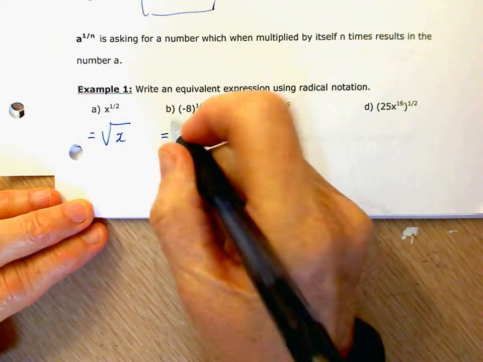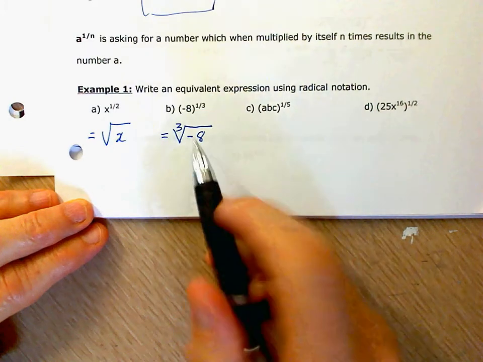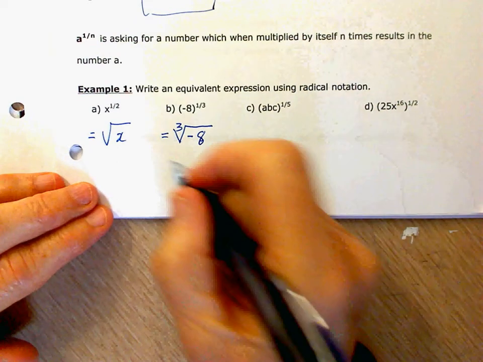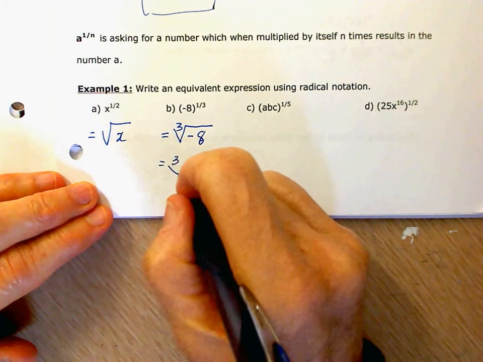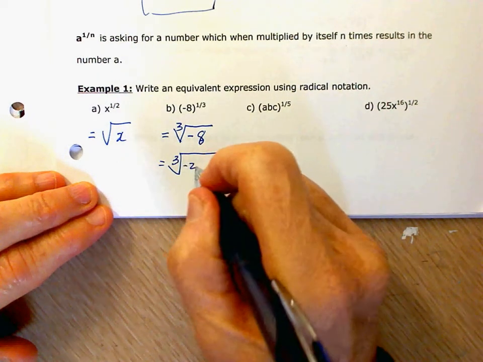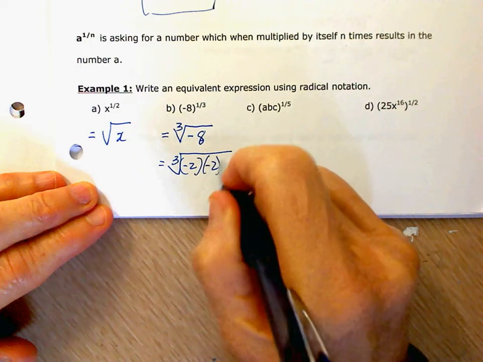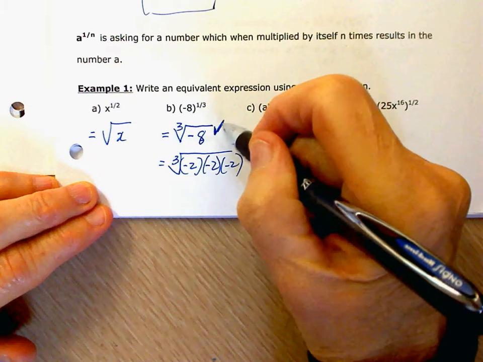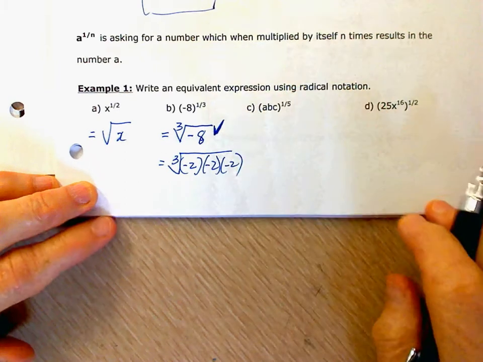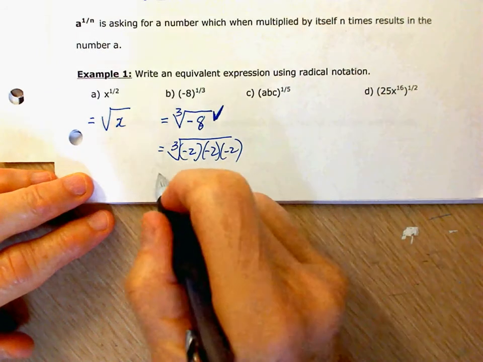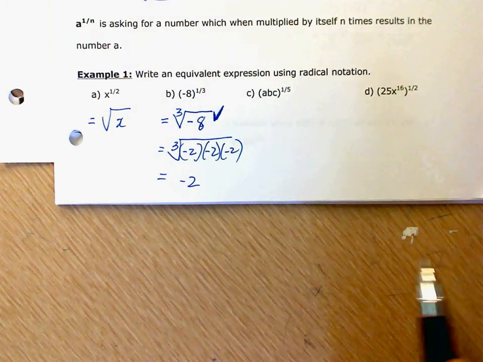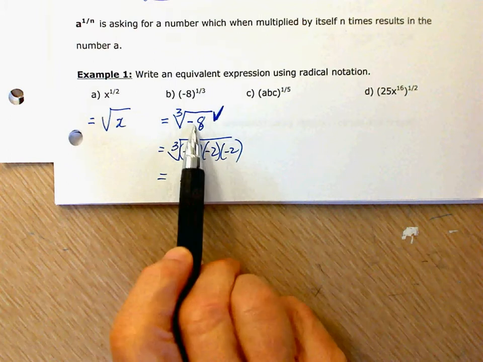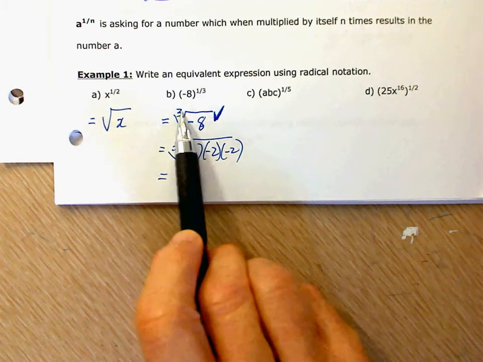And this would be -8 to the 1/3. Can we take the third root of a negative number? Yeah, you can. We can't take the square root of a negative, but this is -2 times -2 times -2. The question just asks us to go to there, but I'm just trying to speed up the process, and that just equals -2. So when the index is odd, you can have a positive or negative value under the radical sign.